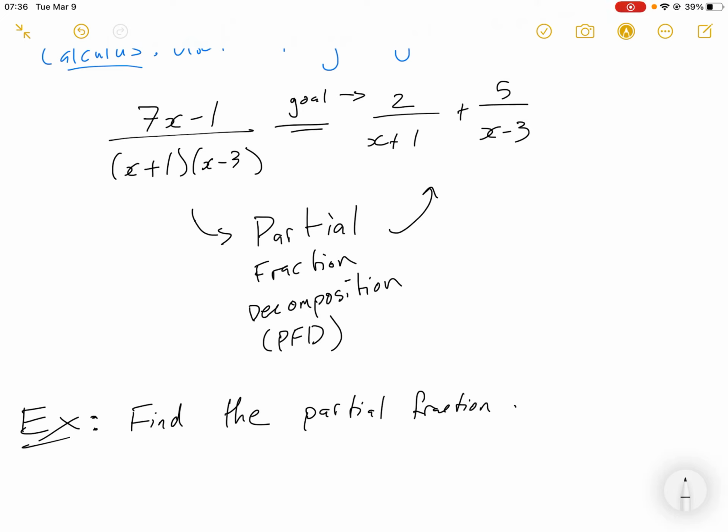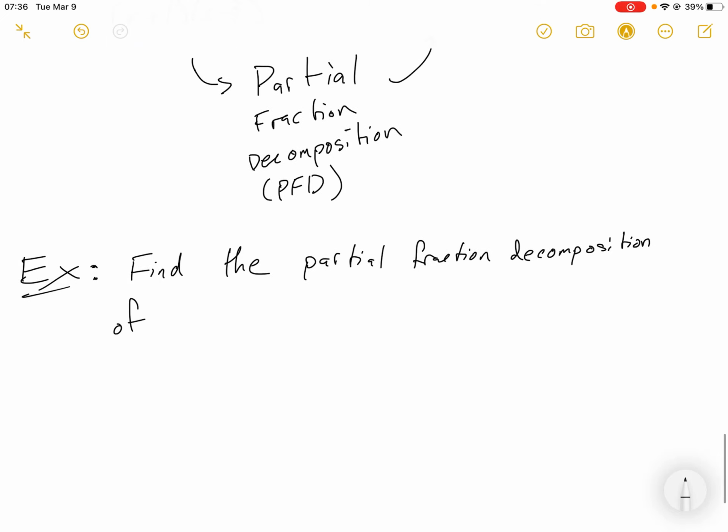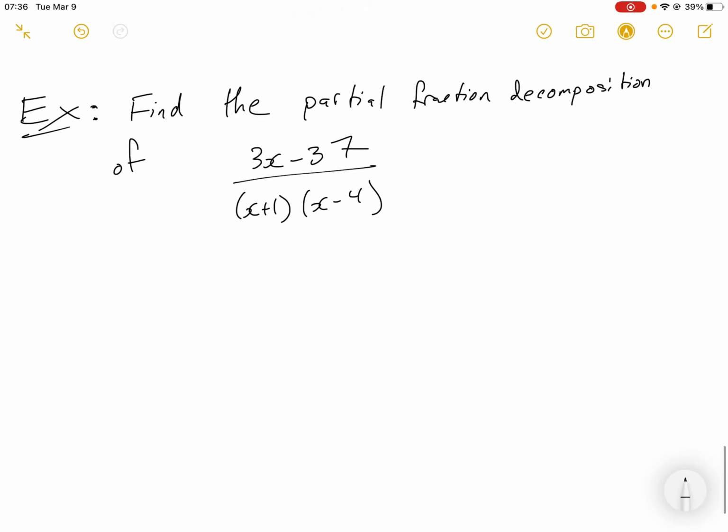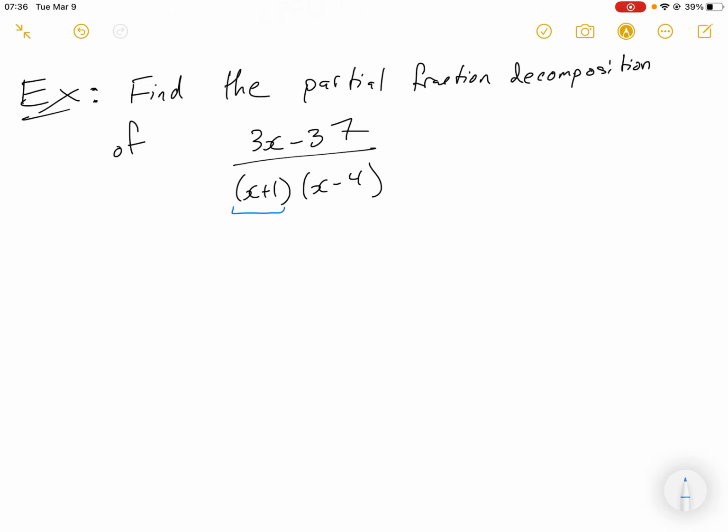All right. So let's see how this might work for an example. Let's go ahead and find, I'll write it all out this time, but after this I'll probably just use PFD. So we're going to find the partial fraction decomposition of 3x minus 37 over x plus 1 and then x minus 4. So the first step is just to kind of think about what our final answer will look like. And what you're going to do is you're going to take each linear factor, and each one of these gets its own fraction.